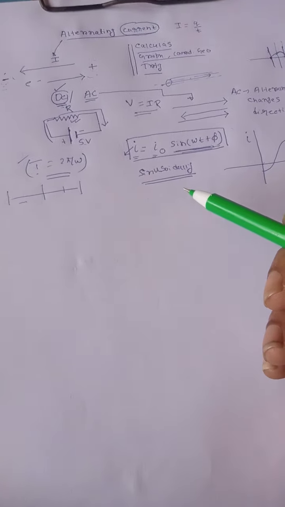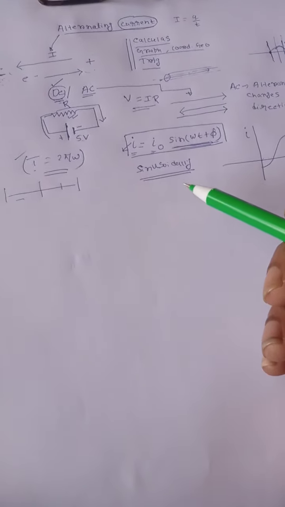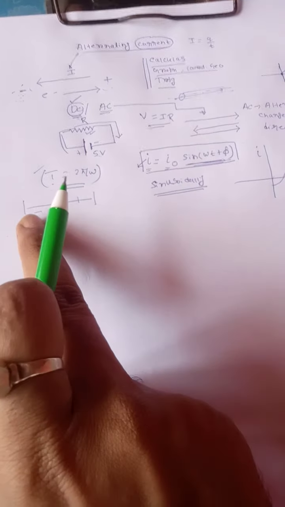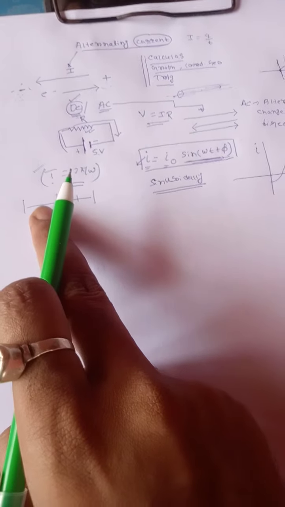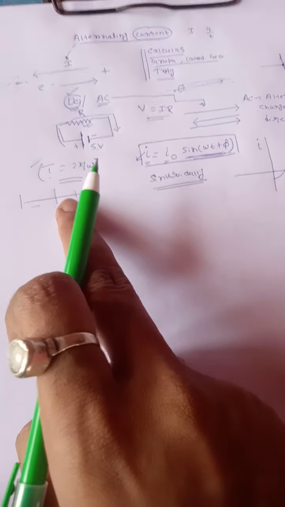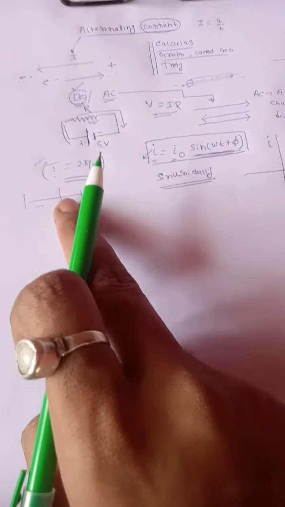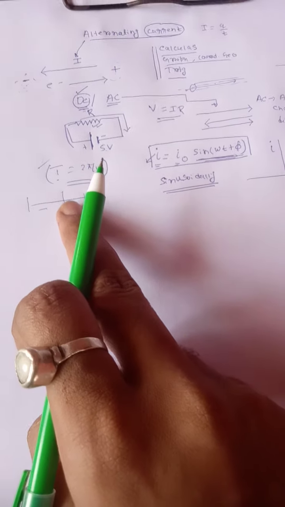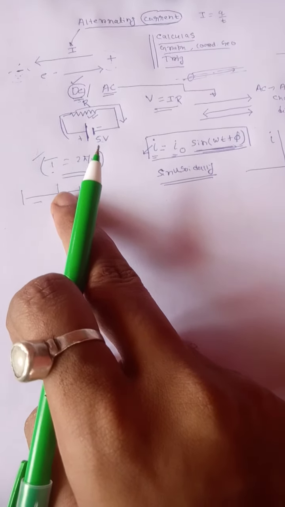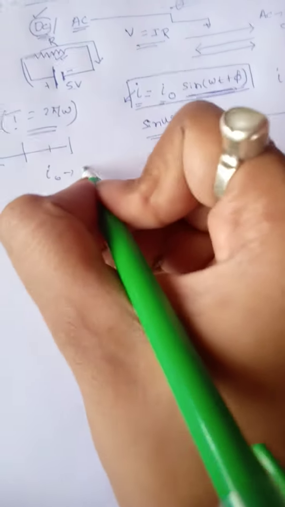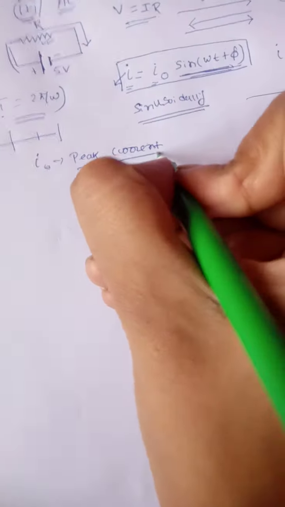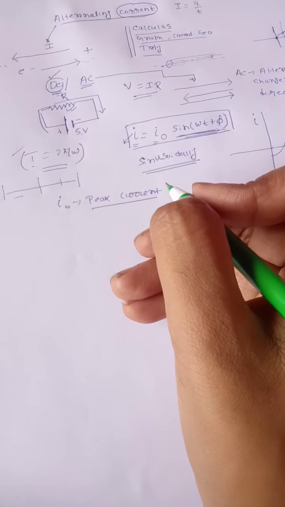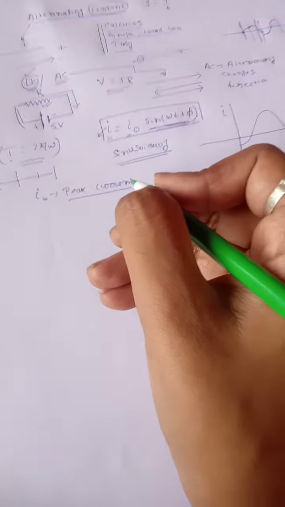This means that its direction reverses after each half time period. So in a time period, half is positive, half is negative. Its direction reverses each half time period. The maximum value of the current is I0, which is called the peak current. This is the maximum value of the current. It is also known as the current amplitude.